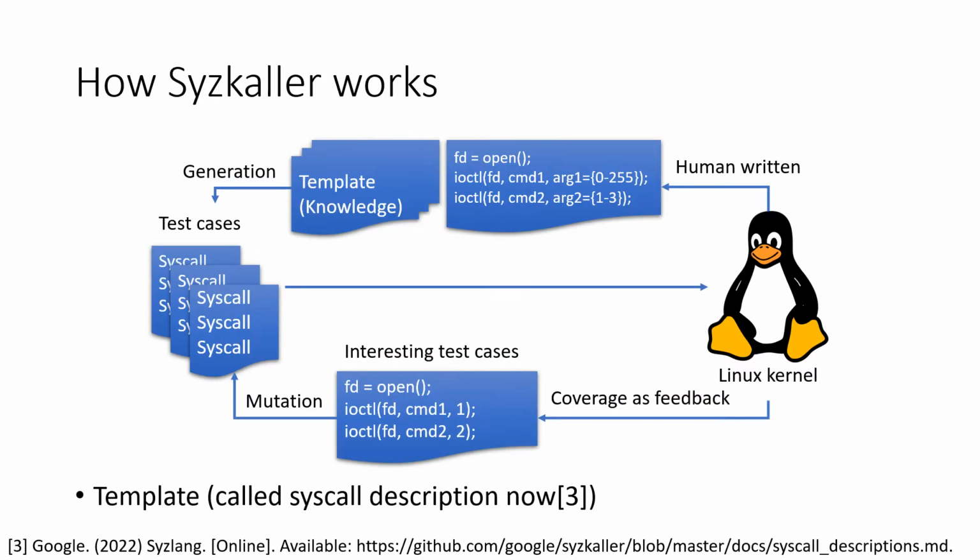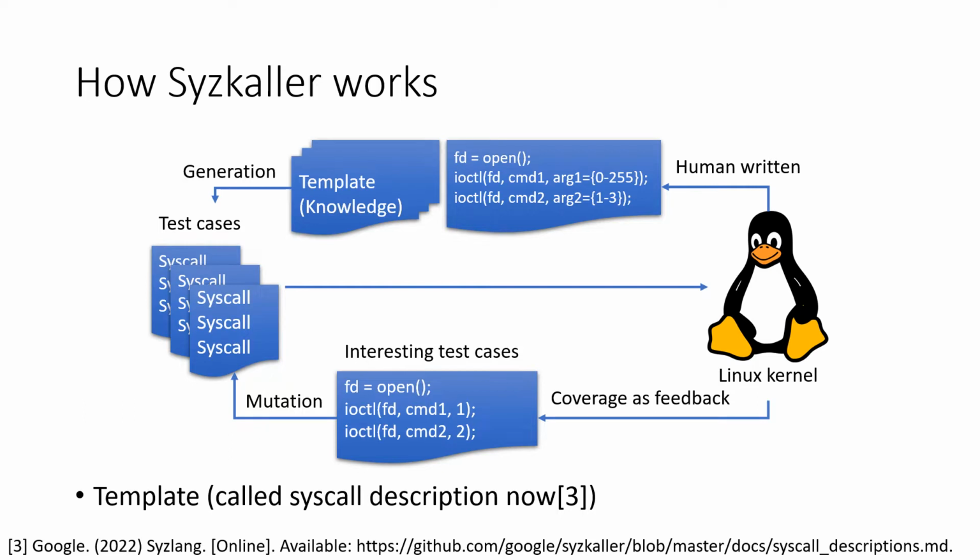First, Syzkaller generates templates for the Linux kernel by human. The template, which is knowledge about the syscalls, includes the names of syscalls, for example open and ioctl here, the arguments of system calls, for example the fd, command value and arguments of the ioctl, and the dependency between them, which is that the return value of open could be used as the first argument of ioctl.